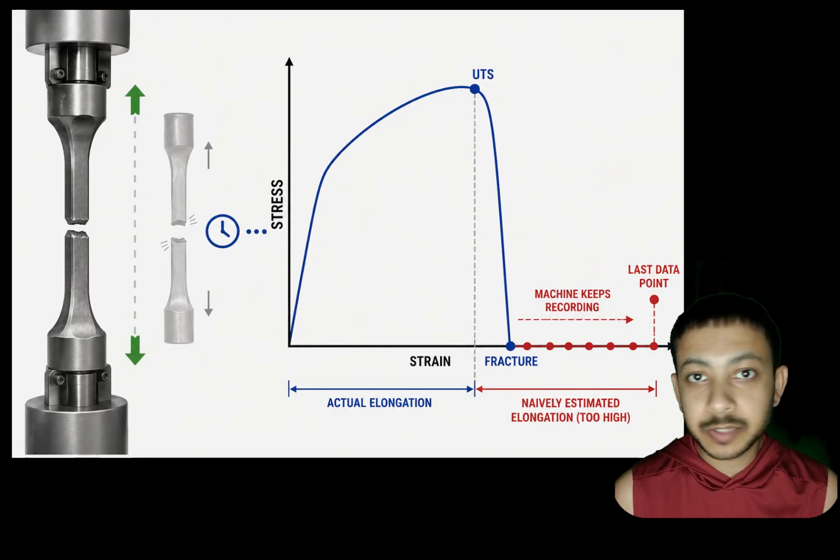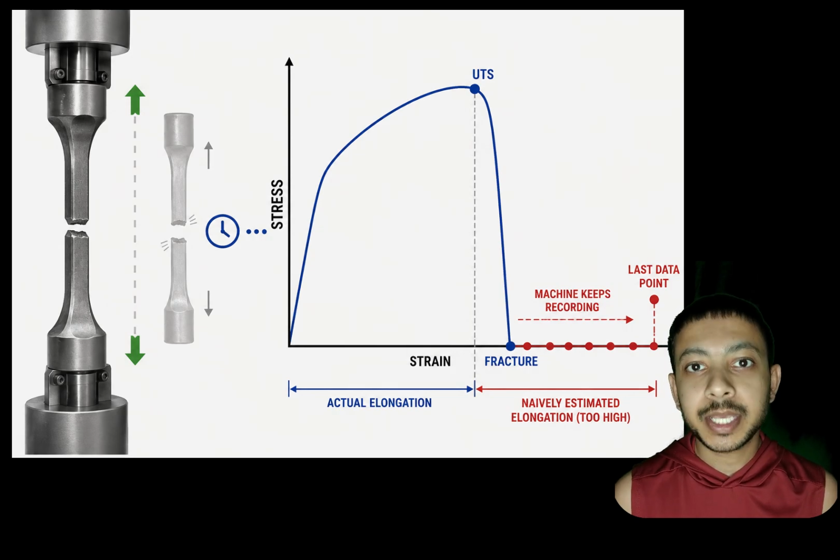And at first, it seems very easy. If our data set already contains strain, one might think that we'll simply take the last value of the strain from the stress strain data and multiply it by 100 to get the percentage elongation. But as always, the reality isn't that simple.